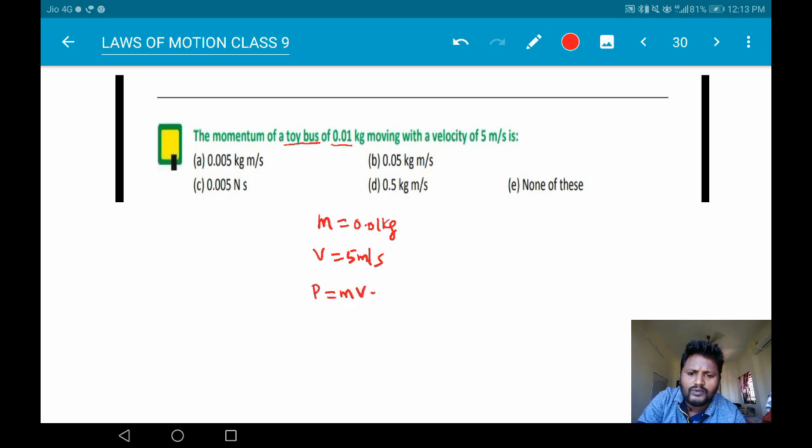Linear momentum equals mass into velocity. So we can write 0.01 into 5. So our answer will be 0.05 kg meter per second. Right, next one.